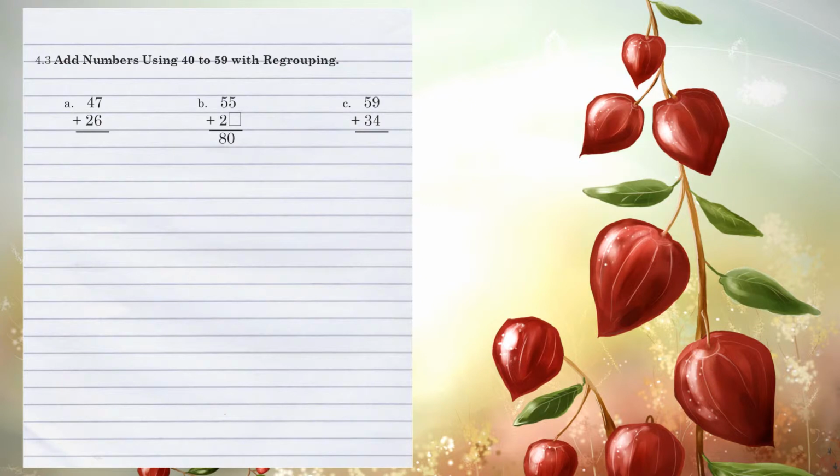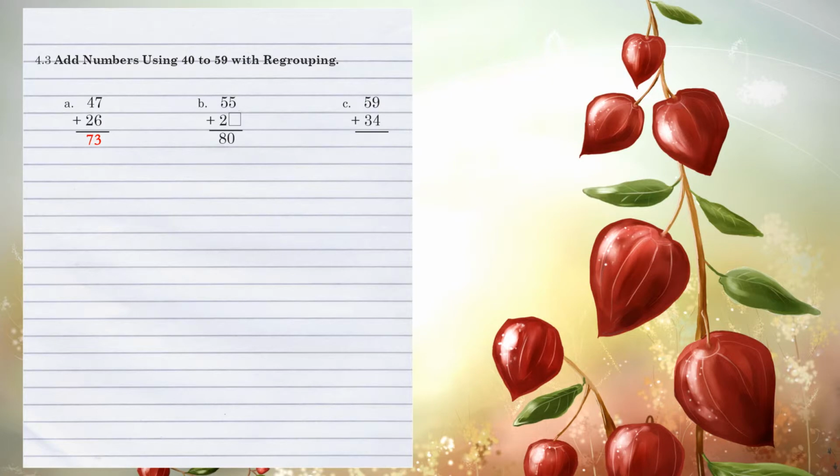Unit 4.3. Add numbers using 40 to 59 with regrouping. Example A. Starting with the ones column. 7 plus 6 is 13. We'll write down the 3, carry our 1. Now add up our tens columns. 1 plus 4 is 5. 5 plus 2 is 7 for an answer of 73.